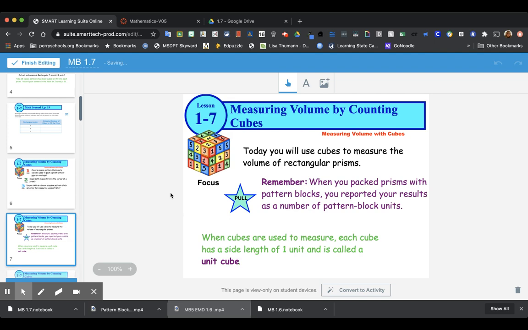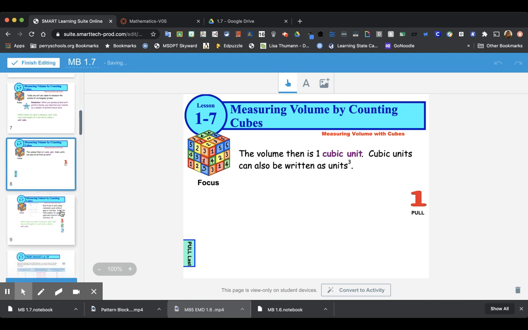Well, today we're actually going to use cubes to measure the volume of rectangular prisms, and that's again what you'll see in part 2. Remember when we packed our prisms with the pattern blocks, the results showed that the square pattern block was best. And when we're using cubes, we're going to measure each cube as a side length of 1 unit, and it's called, again, a unit cube.